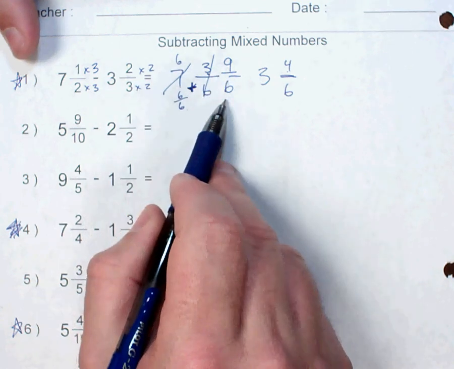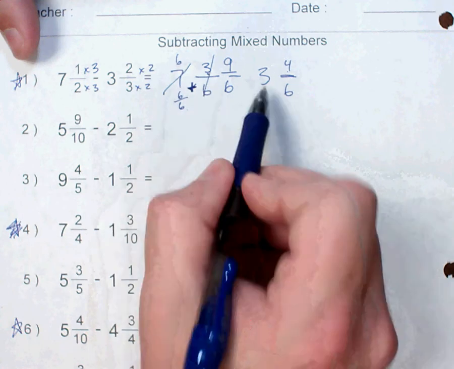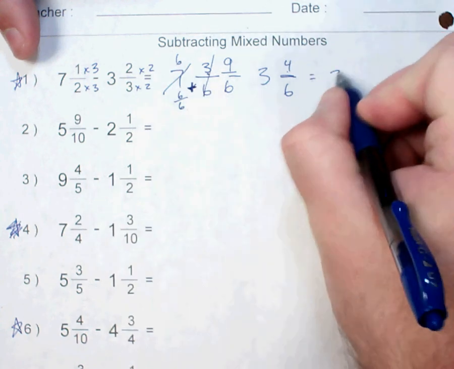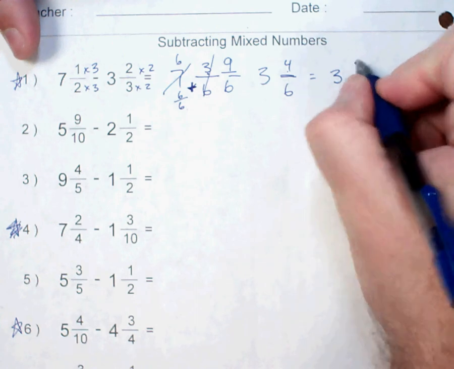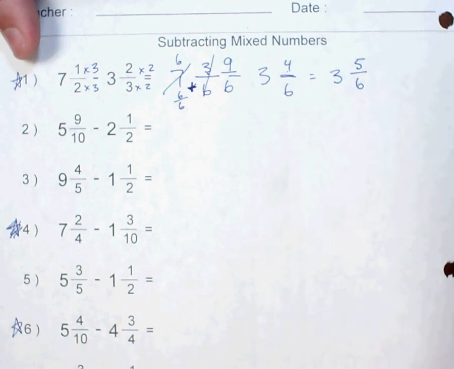Now that I've done that, I can do the subtraction. So 6 minus 3 gives me 3. 9/6 minus 4/6 gives me 5/6. And that's my answer.